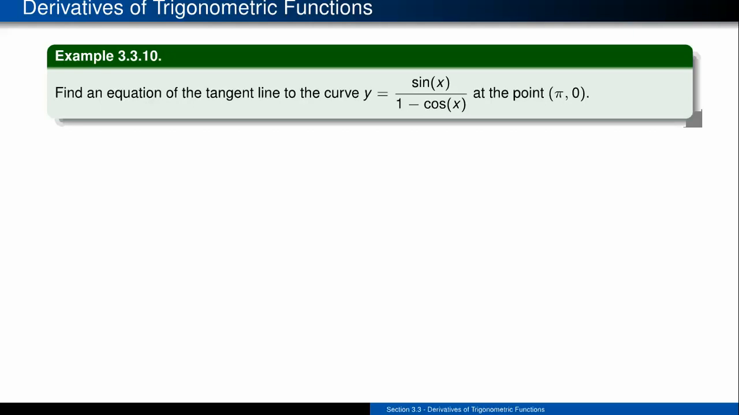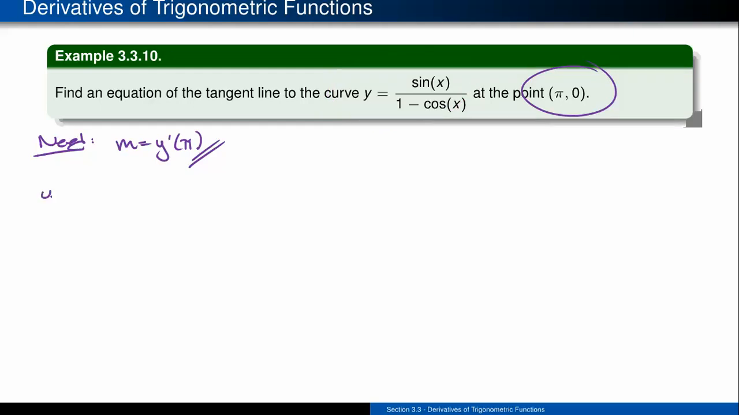To find this tangent line, I'm going to need to know a point, which is (pi, 0), and I need to know the slope of this line. We know the slope is going to be connected to the derivative of this function evaluated at pi. That's really the big thing that I need. The point is easy enough to find, but my slope is going to be my derivative evaluated at pi. And that's the big step in this one: I actually have to differentiate this giant quotient of trig functions and then ultimately evaluate that at pi. So let's see if we can actually differentiate this thing.